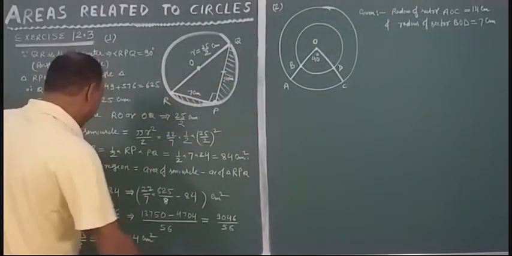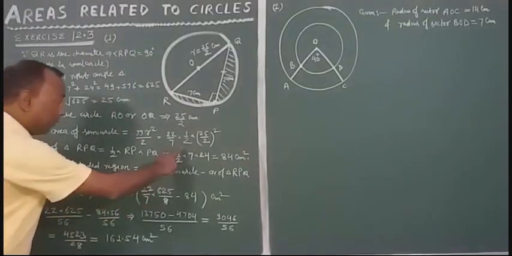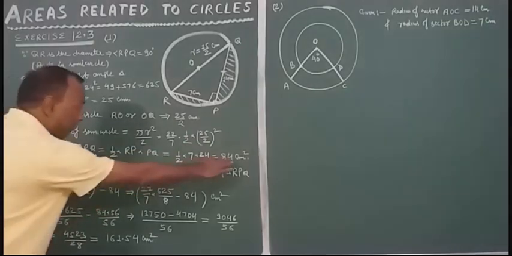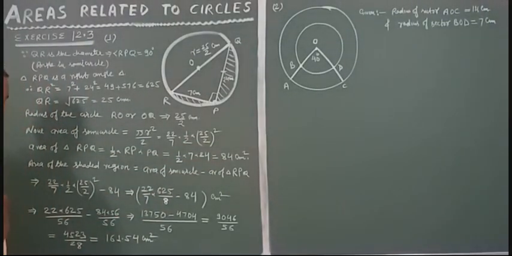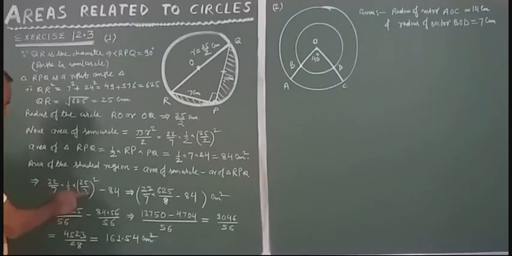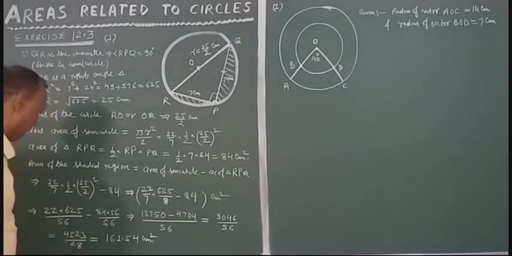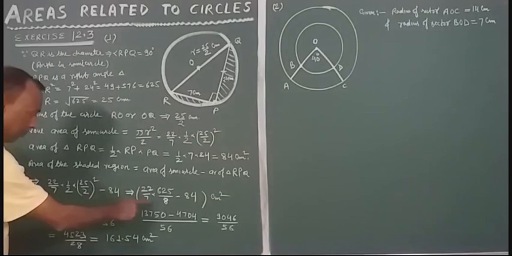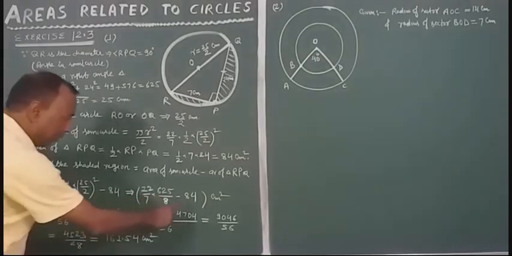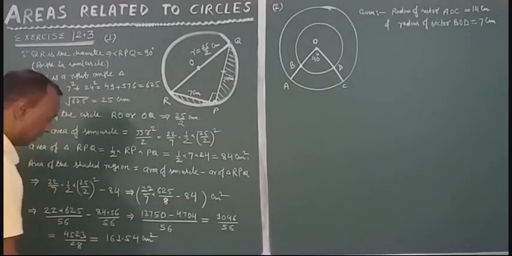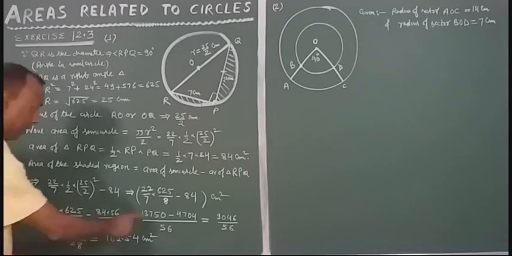So just put the values: 22 upon 7 into 1 upon 2 into 25 upon 2 whole square, minus area of the triangle, which was 84 centimeter square. Now just look here, 25 square is 625, this is 7 and this 2 square is 4, 4 2 8, minus 84. Now 22 into 625 minus 84 into 7 into 8, that is 56, divided by 56, because 56 will be the LCM.